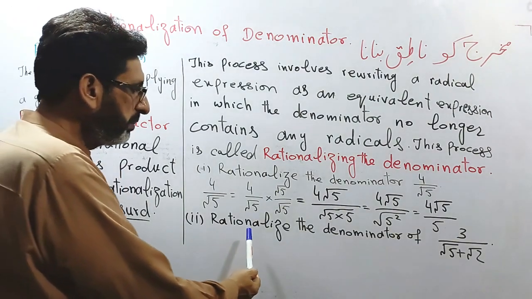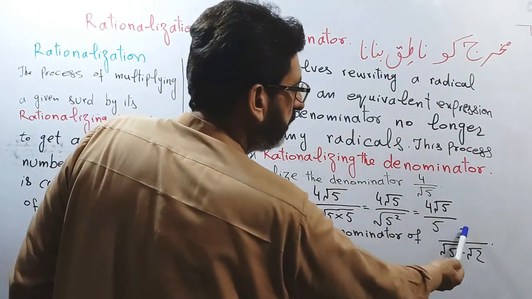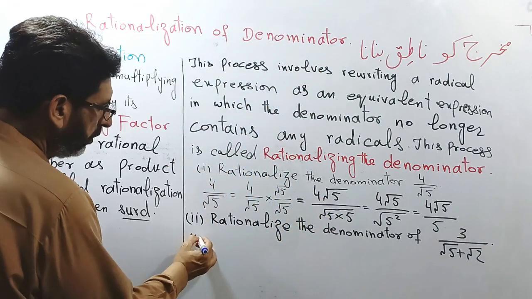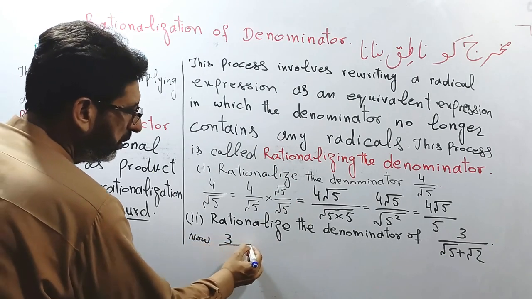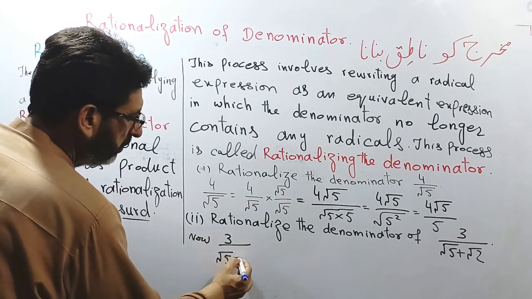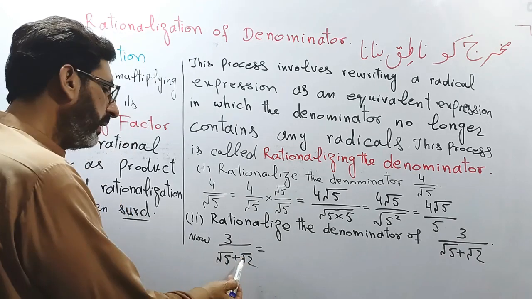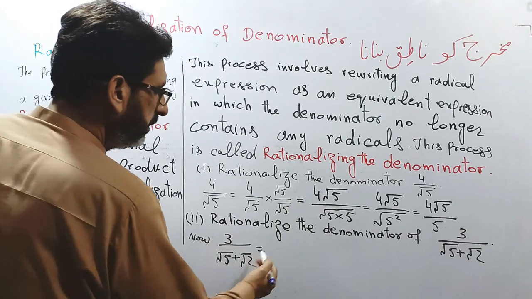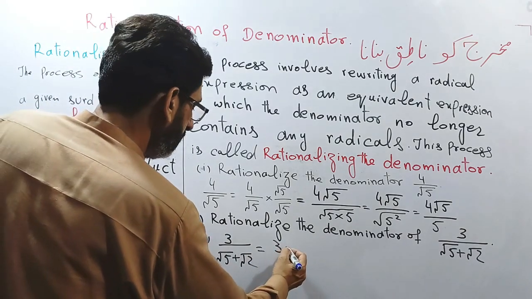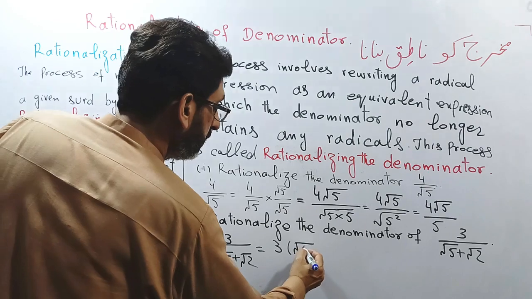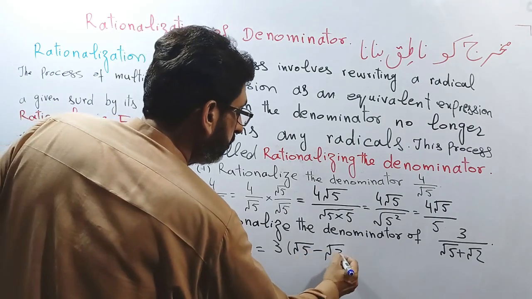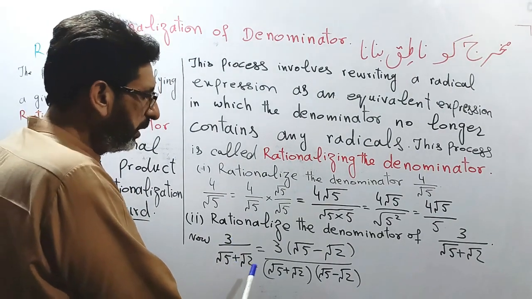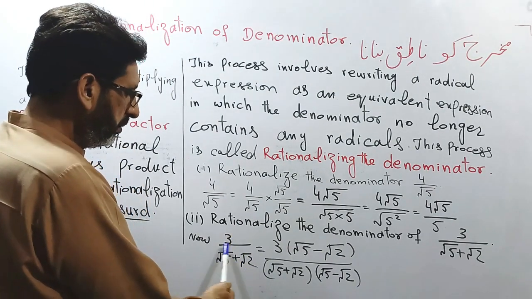We take another example: rationalize the denominator of 3 over square root of 5 plus square root of 2. It is a binomial surd. We will multiply this binomial surd with its conjugate factor, square root of 5 minus square root of 2. We have multiplied the numerator and denominator by the conjugate factor of this binomial surd.